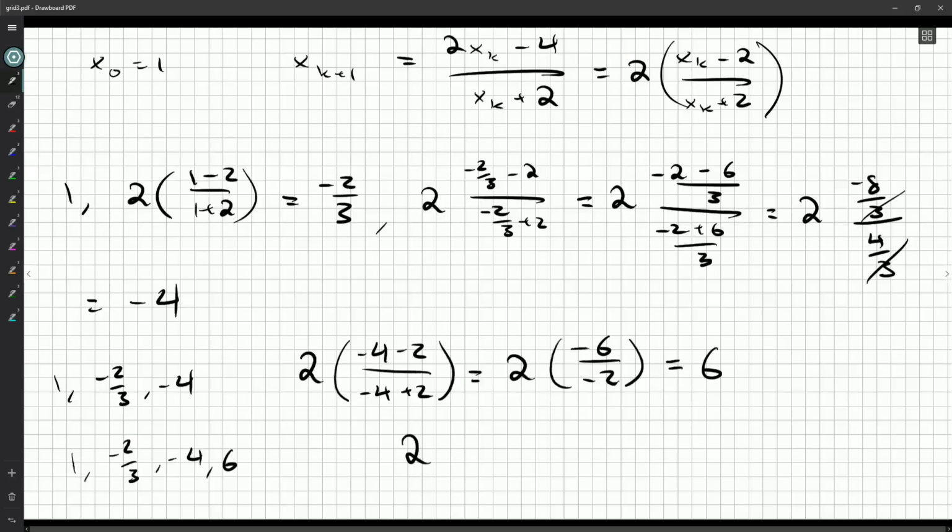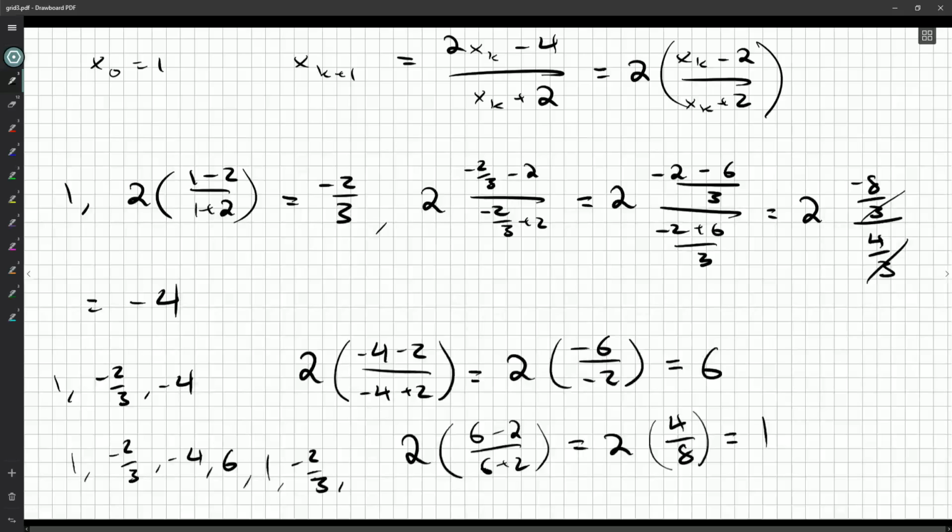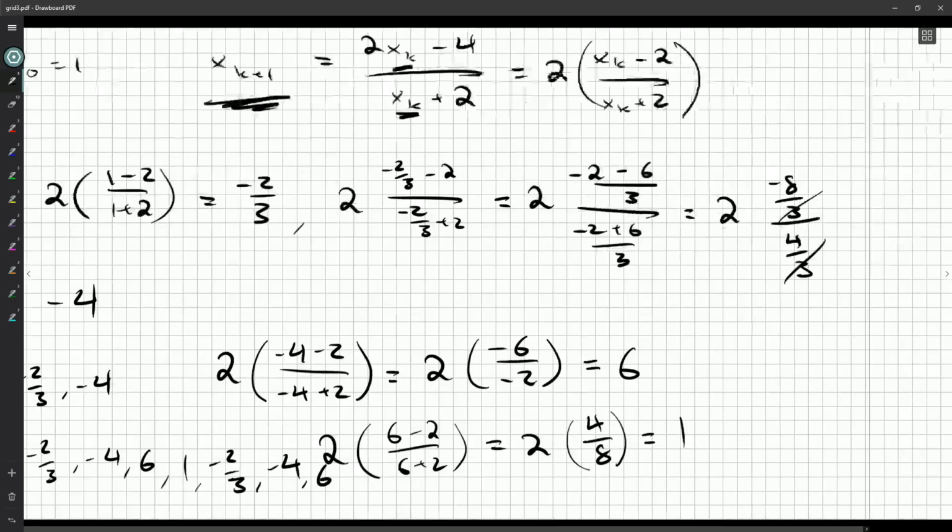Let's give it one more. 6 minus 2 over 6 plus 2. That's going to be 2 times 4 over 8. And that's going to be 2 times a half, and it's 1, and we're back to 1 again. And the cycle will repeat, because your next term only depends on your previous term. So if you ever hit 1 again, I know the next one will be negative 2/3, and the next one will be negative 4, and the next one will be 6. Okay, great. So the pattern repeats every 4.